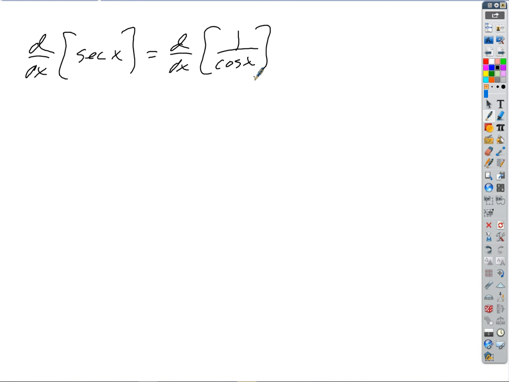Can't we just take cosine to the negative 1? How are you going to do that, though? You guys don't know how to do that. That requires the chain rule, which I haven't taught you yet. So that's the easier way. Right. So we keep on learning the hard way first. Well, I mean, it's not that much harder. This isn't a big deal.